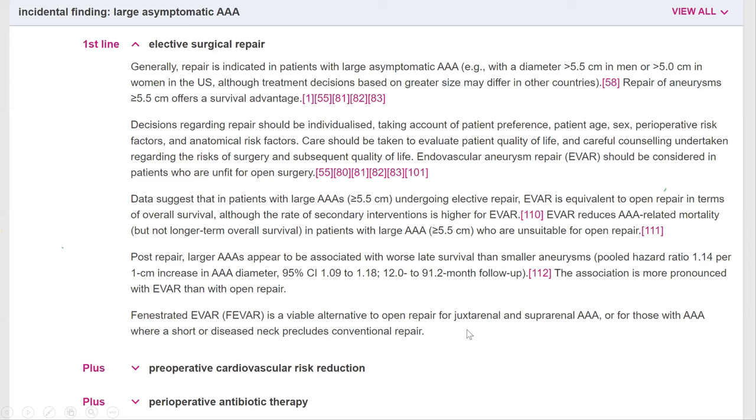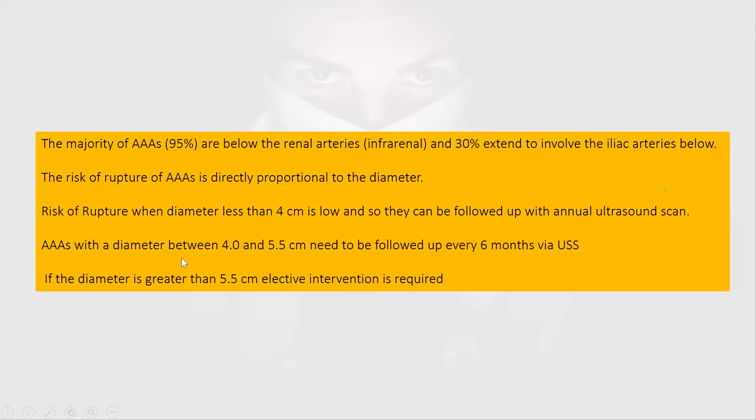There is what's called FEVAR, and this is not our topic. It's called fenestrated EVAR, and it is a viable alternative to open repair for juxtarenal and suprarenal triple A. Why? Because standard EVAR will not be indicated there. Just to conclude, the majority of AAA are below the renal arteries, infrarenal. 95% are infrarenal.